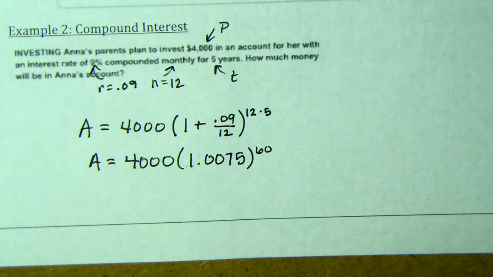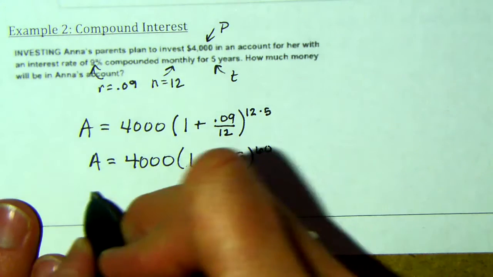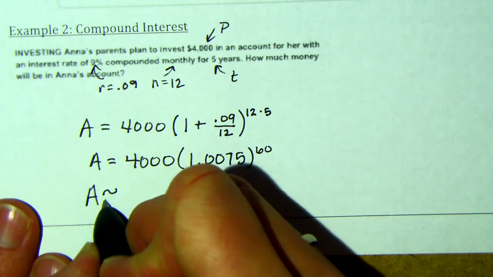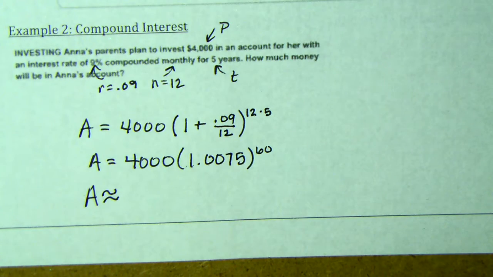This would be hideous if you had to do this by hand. It would take you like months. So 1.0075 to the 60th power, and then we multiply that by the 4,000. Now remember, this is money. So we're going to round to 2 decimal places because we're talking dollars and cents. So it is approximately, and that's why I'm going to make my squiggly lines here.